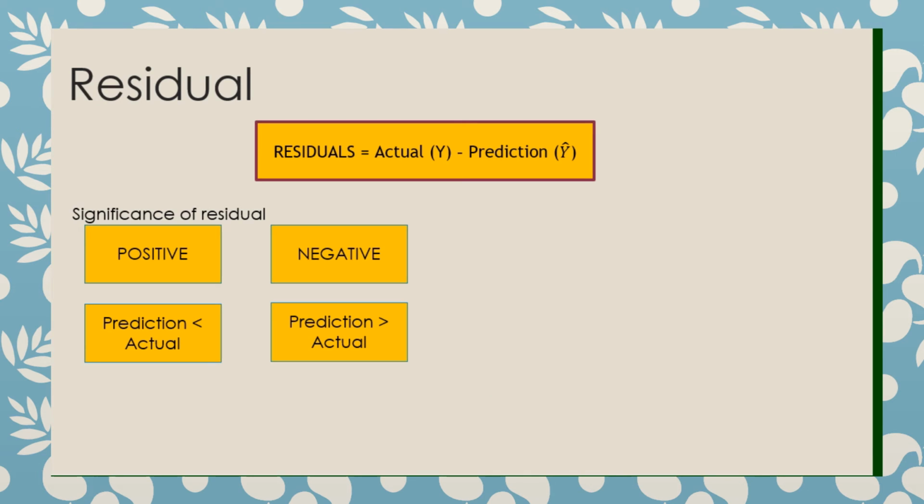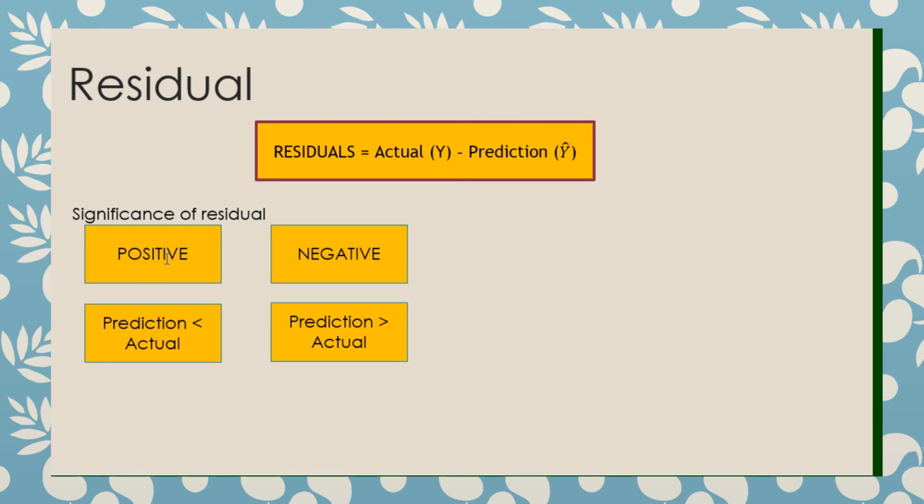All right, then you have residuals. What's residuals? Always take the actual value minus predicted. What's actual value? Actual value is the value given to you in the question. Predicted value is the value that you have calculated. Okay, the next question they'll ask you is significance of residual. Then you just do it accordingly.